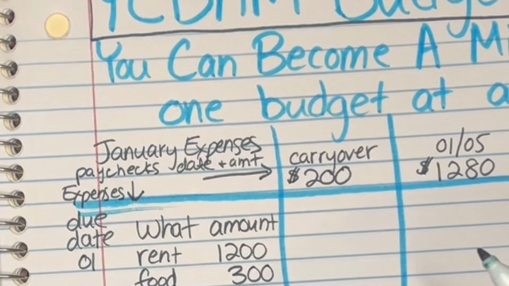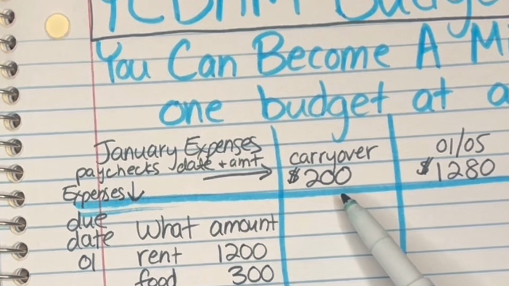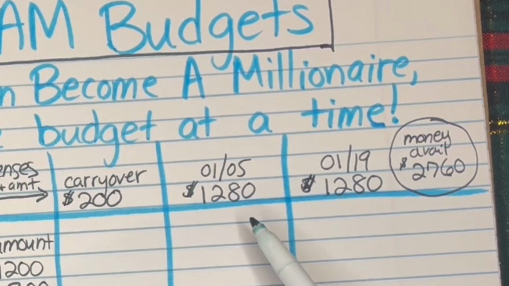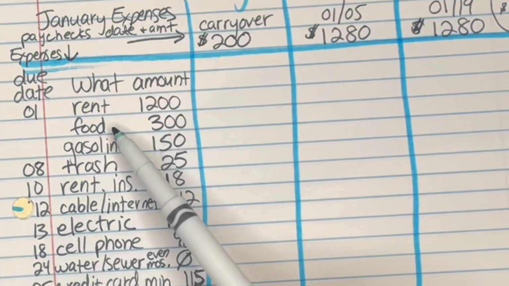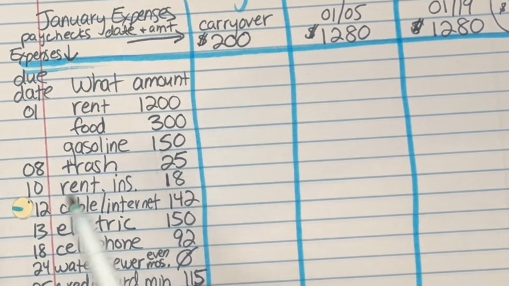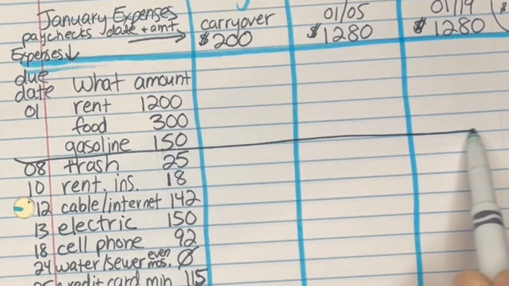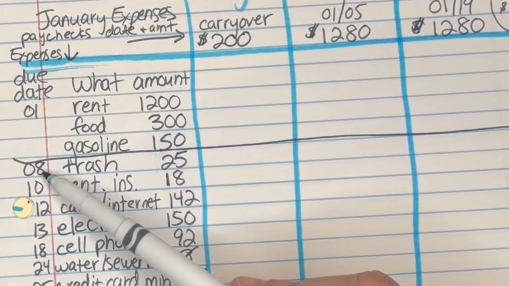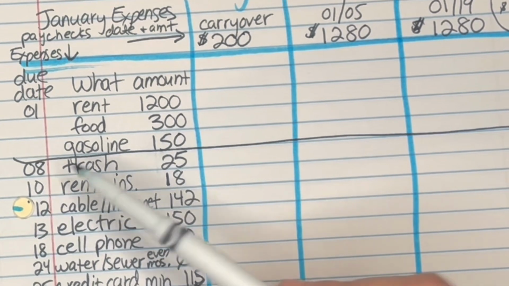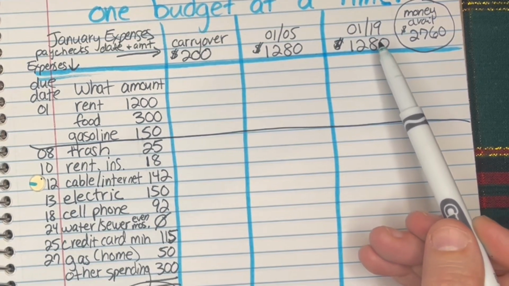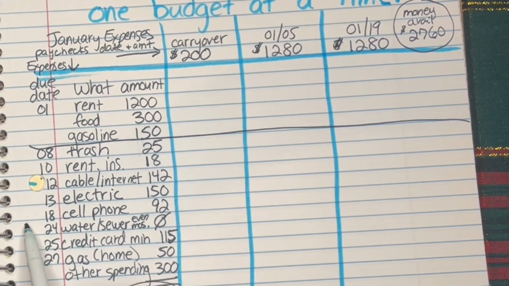So at the beginning of the month, we're going to have a carryover of $200 from December. The first paycheck isn't until the 5th of January, so what needs to be paid before the 5th? We'll need food and gasoline at the beginning of the month. And we're going to draw a line right here because these occur after that 5th paycheck. And then the next paycheck is on the 19th. So let's draw another line dividing that.